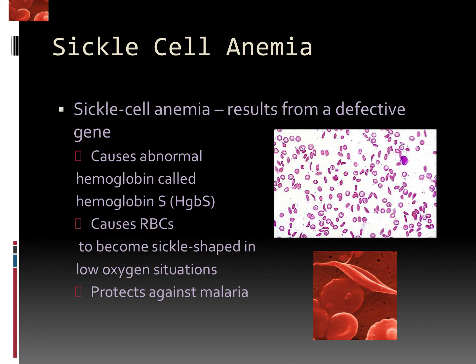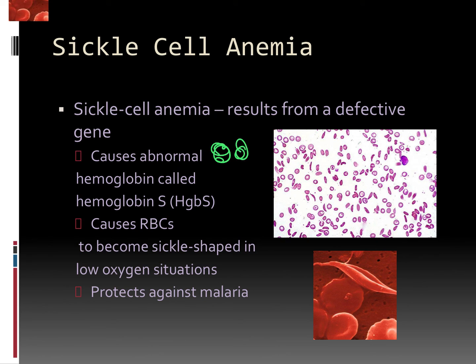Another kind of anemia that you've likely heard about is sickle cell anemia. You'll watch one of the Blood Detectives episodes about sickle cell anemia, and you hopefully remember it from biology as well. It results from a mutation in a gene that causes hemoglobin, instead of being happy, healthy, clover-shaped hemoglobin, to become what's called hemoglobin S.